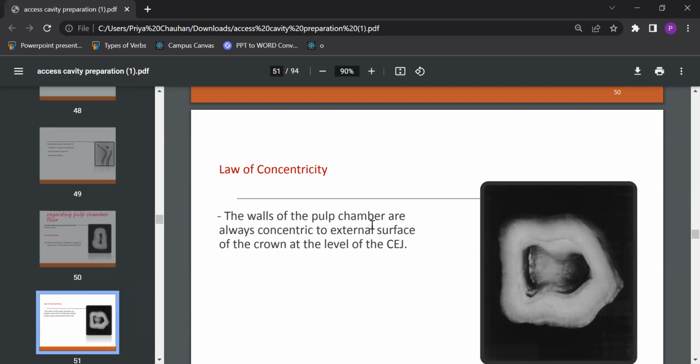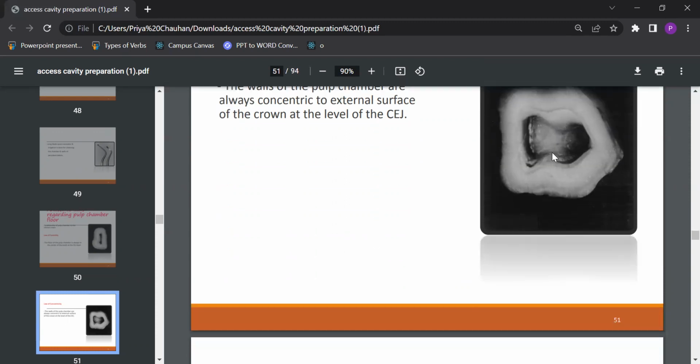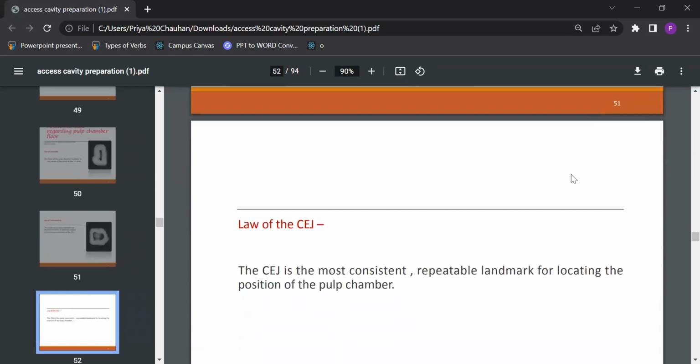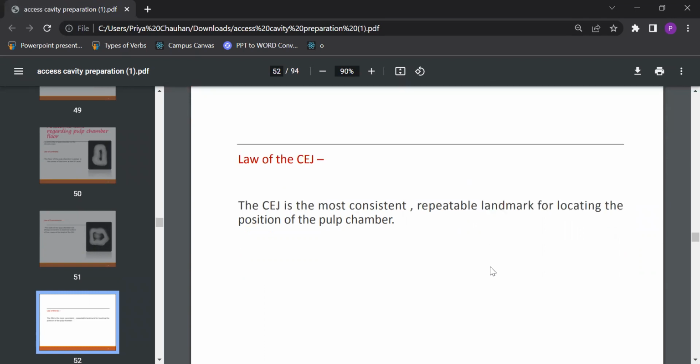The walls of the pulp chamber are always concentric to the external surface of the crown at the level of the CEJ. Look, it is clearly visible in the diagram. Next one is the law of CEJ. The CEJ, cemento-enamel junction, is the most consistent, repeatable landmark for locating the position of the pulp chamber.